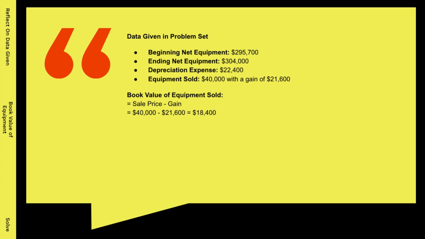Okay, so sales price minus gain. It's going to be 40,000 minus 21,600, which gives you a book value of equipment of 18,400. So right now we're just calculating the book value of equipment. We know that we sold it for 40,000 with a gain of 21,600, so we take out the gain to get the book value of the equipment. It gives us 18,400.